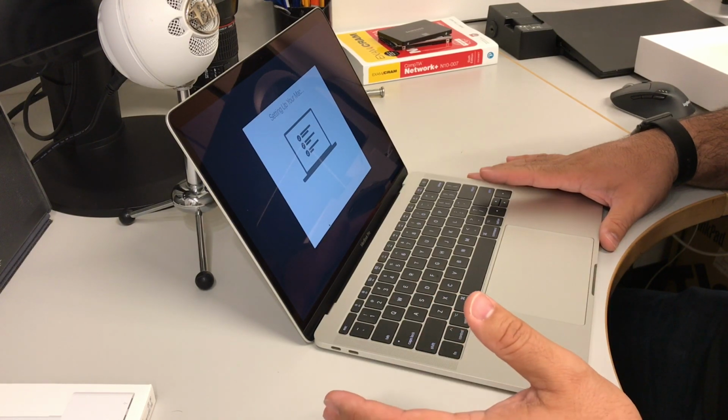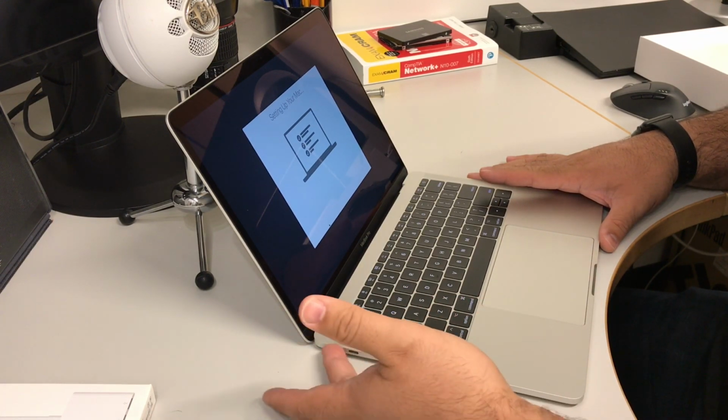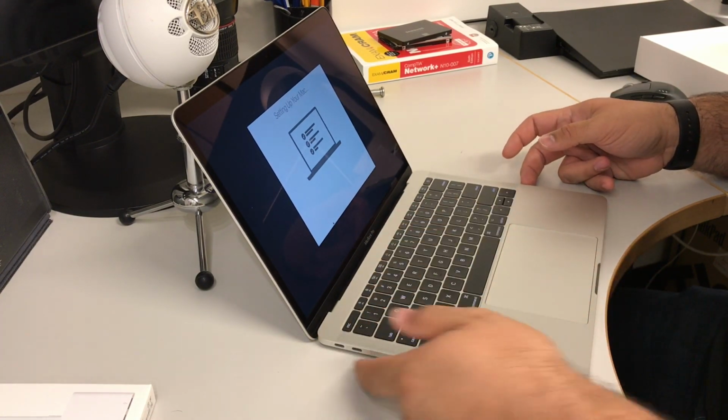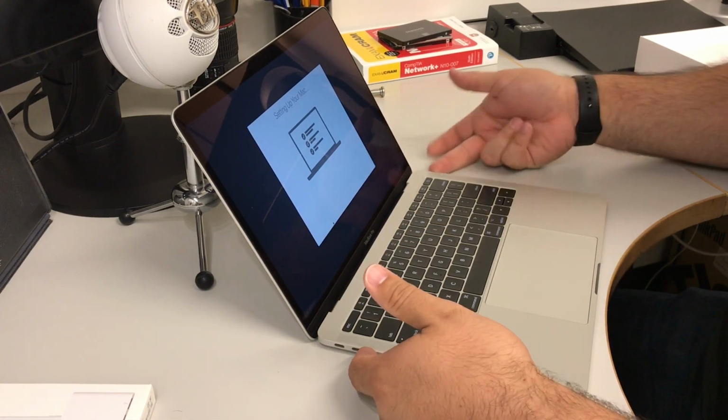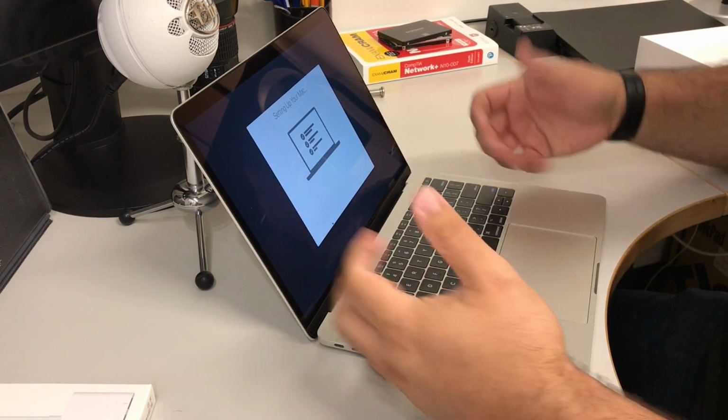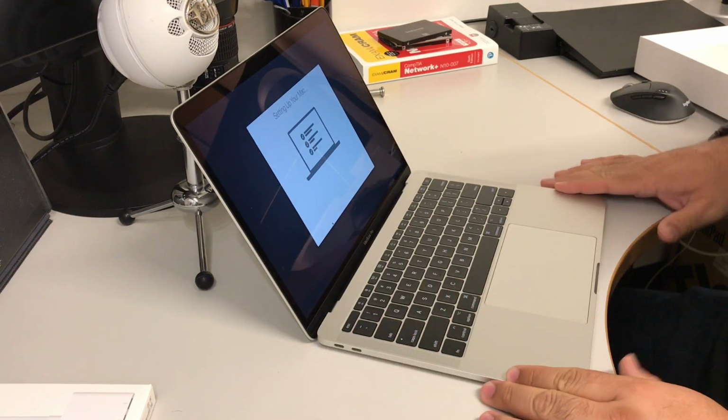The only thing I can say is a disadvantage would be the ports. I wish they had at least one more port, like the old MacBook Airs, where they used to have two ports here and one on the right-hand side. It just makes sense to do that, especially if you're going to be traveling with this a lot.